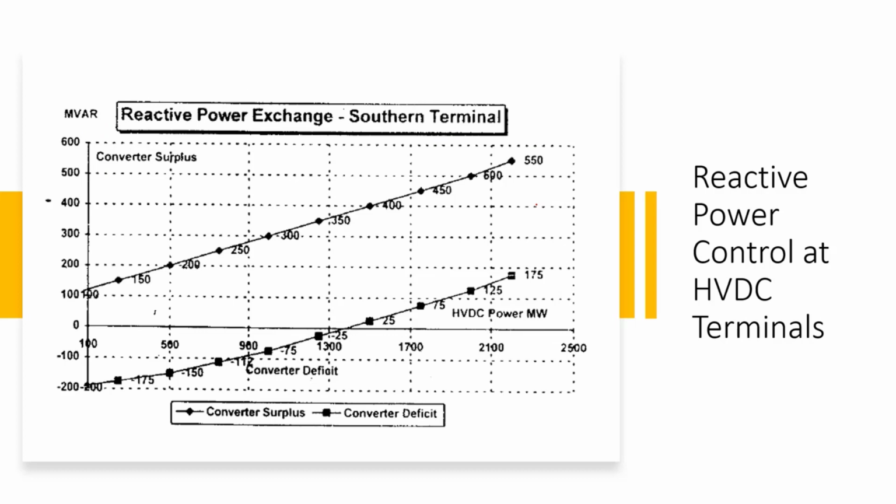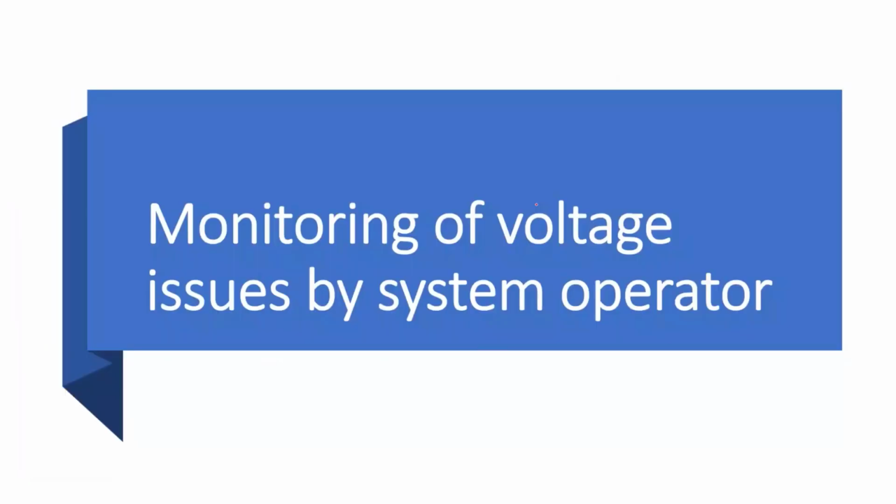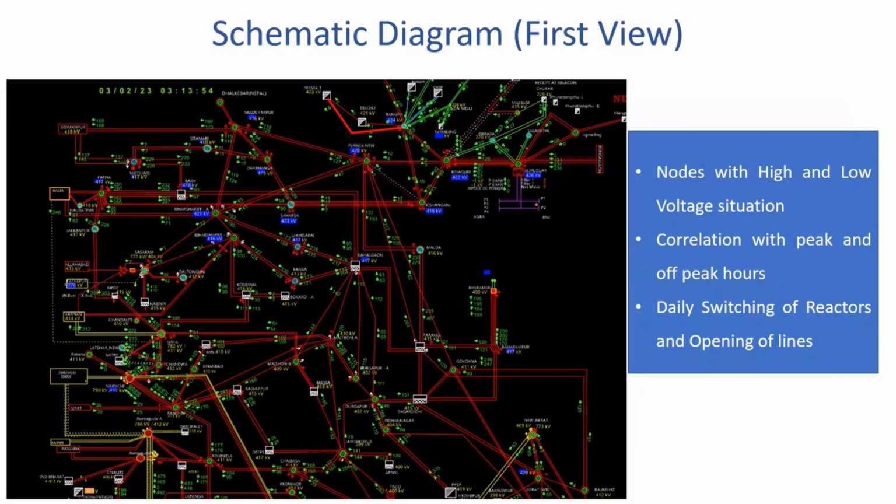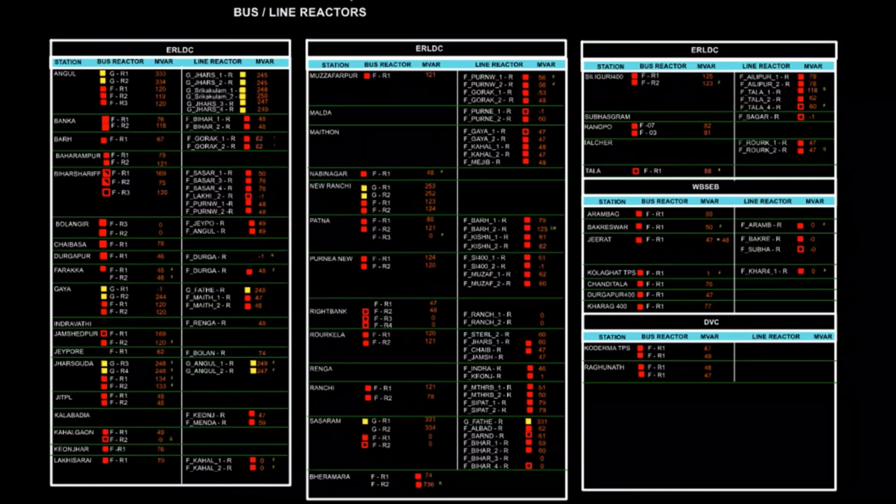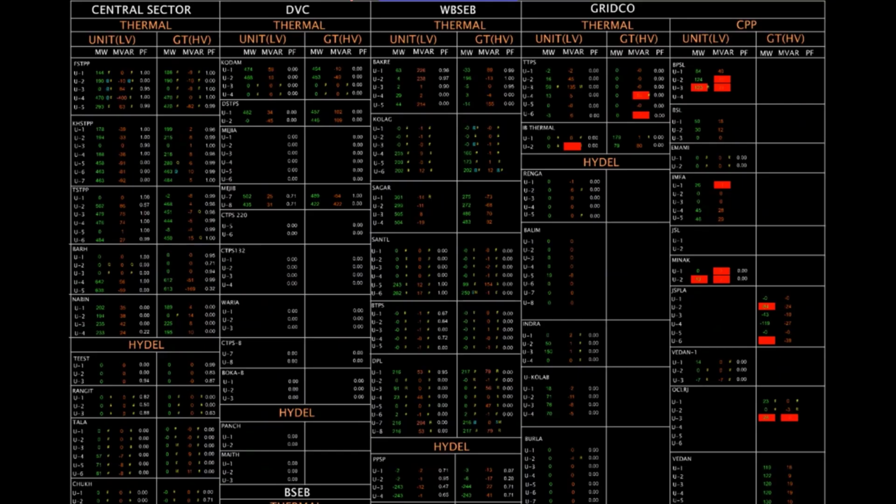These are some of the drawings. This is a schematic drawing where the operators can check high voltage, low voltage in the system. These are the voltages. Okay. This is the bus reactor, line reactor list through which they can check which reactor is on, which reactor is off, how much reactive power is available, or which reactive device is available for switching on and switching off.